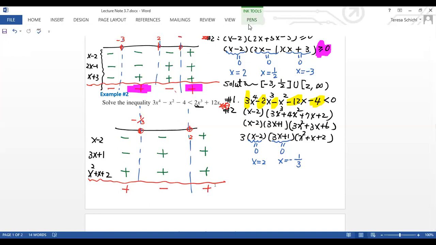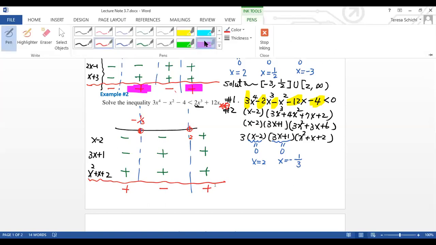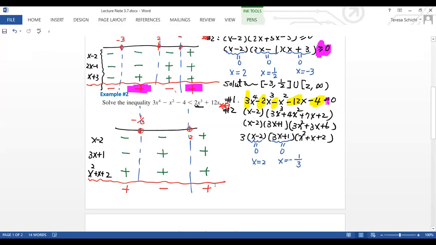Okay, now the last step, I go back to check my original. My original is less than 0. So which interval do I need? I need to choose this interval here. And also my original does not have the equal sign. So what is my solution here? My solution will be -1/3 to where? To 2, with parentheses instead of what? Instead of the bracket, right?